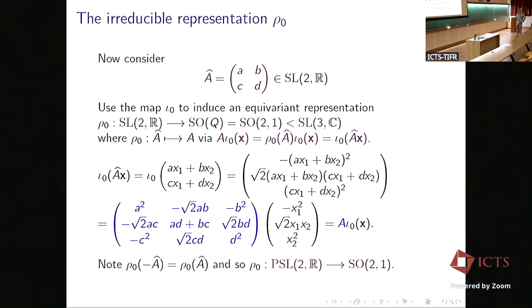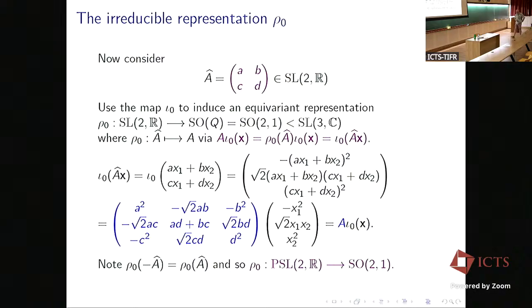Okay, so that's what I do. So let's do the calculation. Here I've taken my a hat and applied it to x. That gives me the obvious thing from linear algebra. I'm now going to apply my I0 to it, and I get this map. I then expand out the brackets and gather terms, and I discover I get this matrix here.